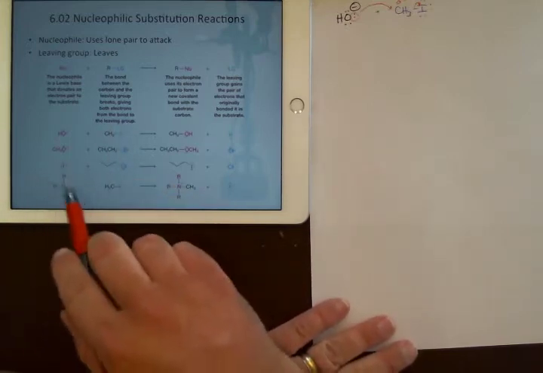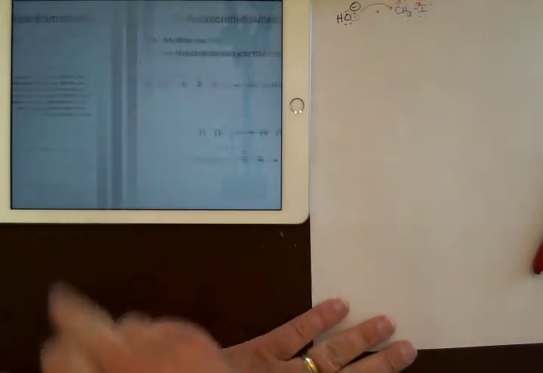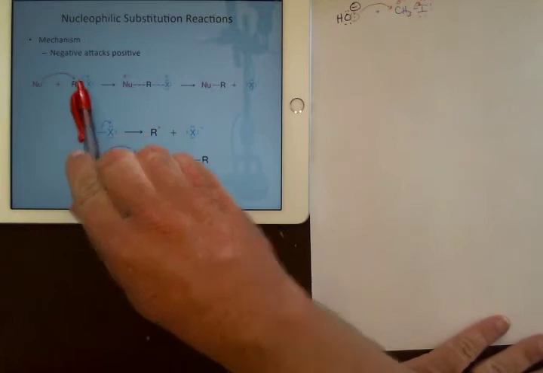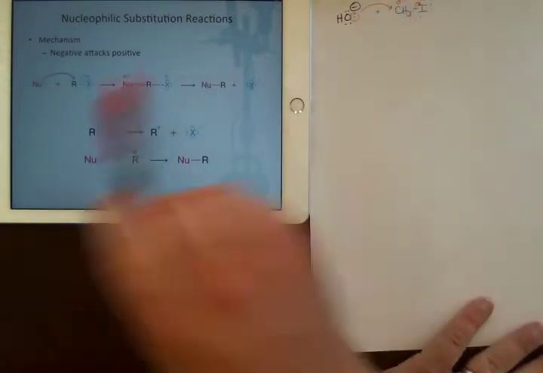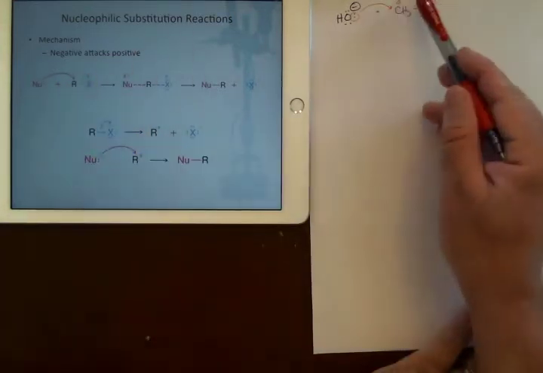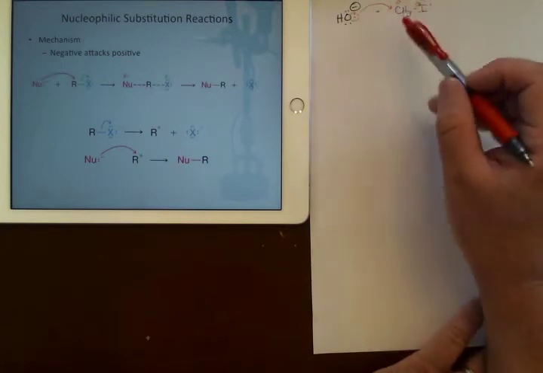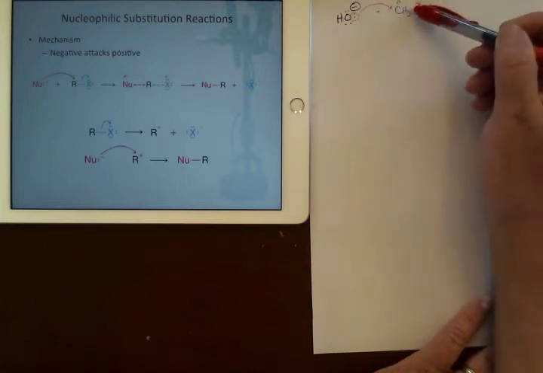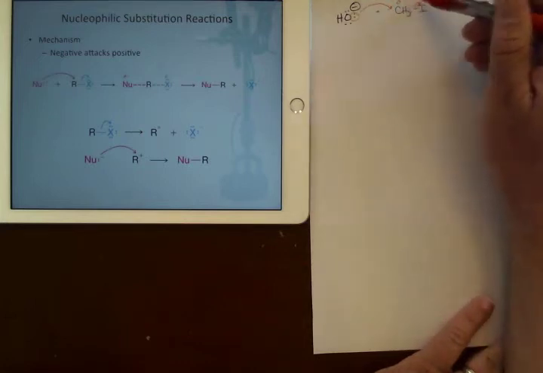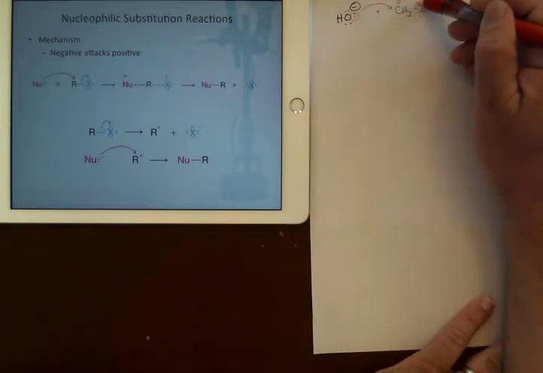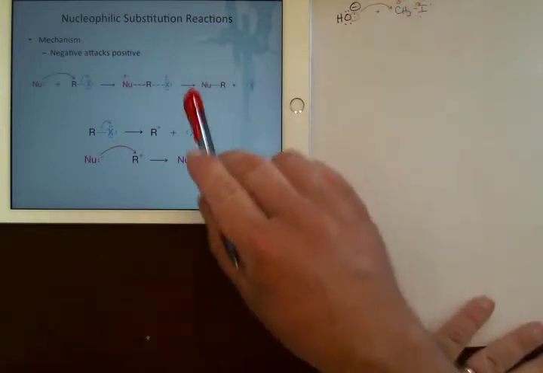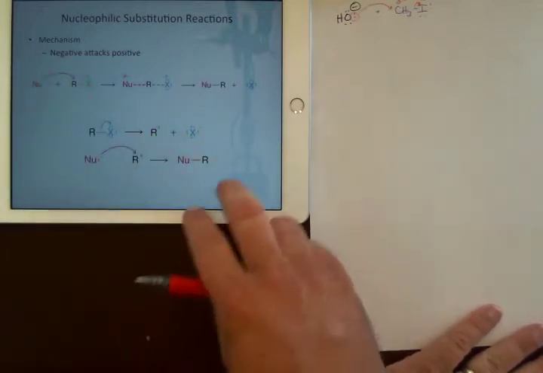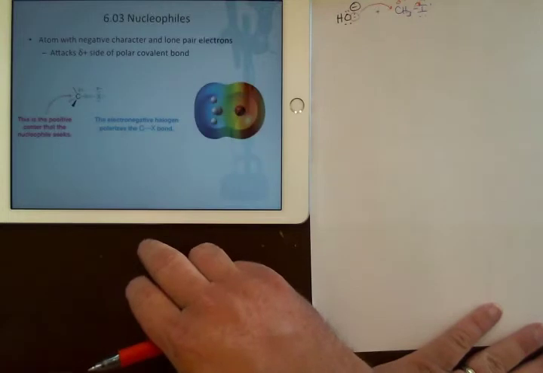The mechanism is just this: the nucleophile attacking the positive side of the polar covalent bond. If it's a carbon, the carbon can't have a fifth bond, so it has to push the electrons away, usually onto the leaving group, breaking the bond. You substitute whatever your nucleophile is for your leaving group. It's usually a halide, typically a bromide or a chloride.